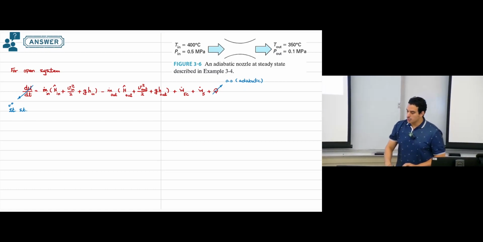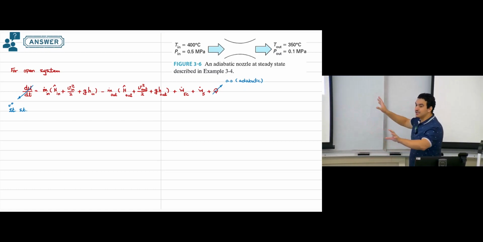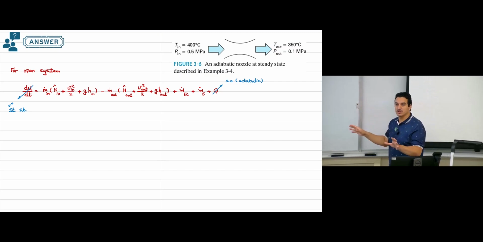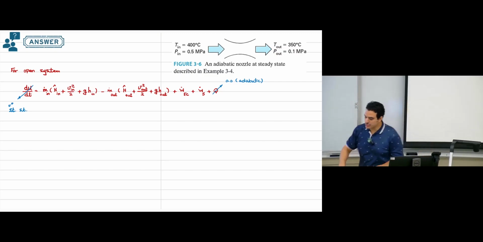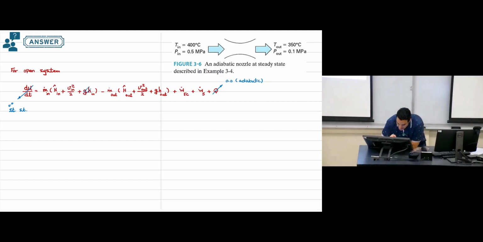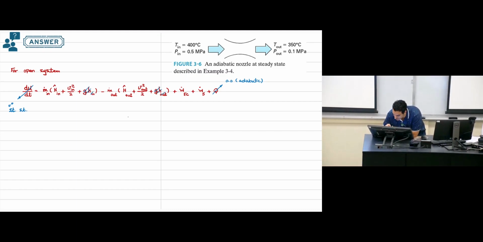Okay. So now for this example, do you see any difference in the level between the inlet and outlet? Or it looks like they are almost at the same horizontal level? Almost they are on the same horizontal level. So this term will be cancelled with this one. So these are cancelled because inlet and outlet are at the same horizontal level.